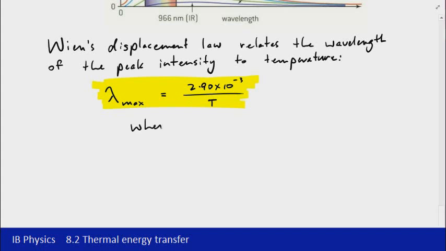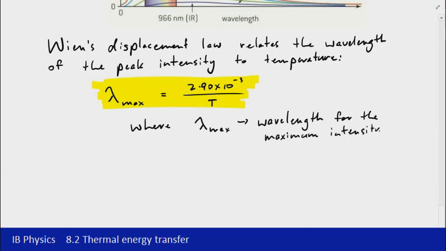So quantities here, lambda max is the wavelength where the maximum intensity occurs. So we're not actually dealing with the intensity as such, we're just dealing with the wavelength, and that wavelength needs to be expressed in meters. T is the temperature of the black body that's radiating energy, and the temperature is in Kelvin.